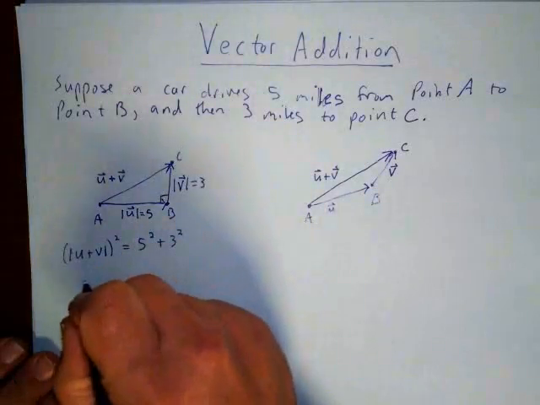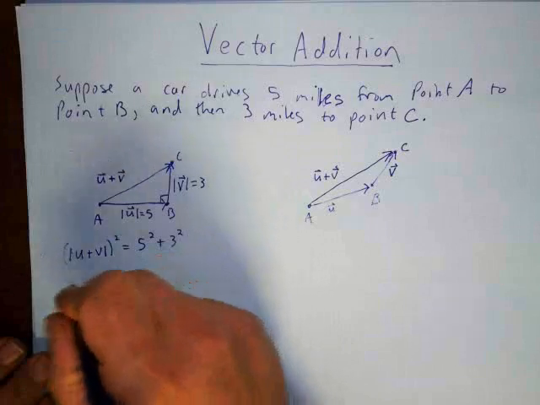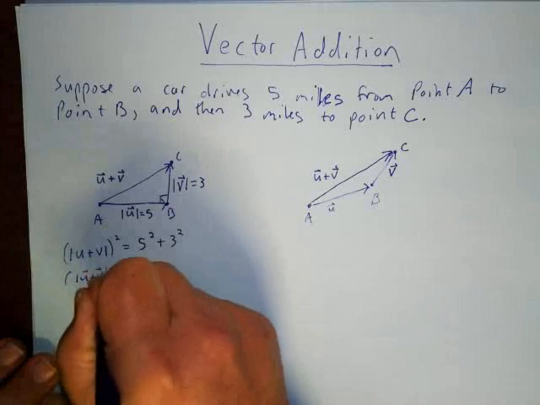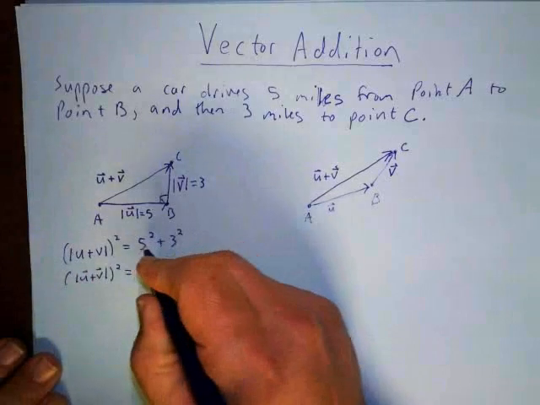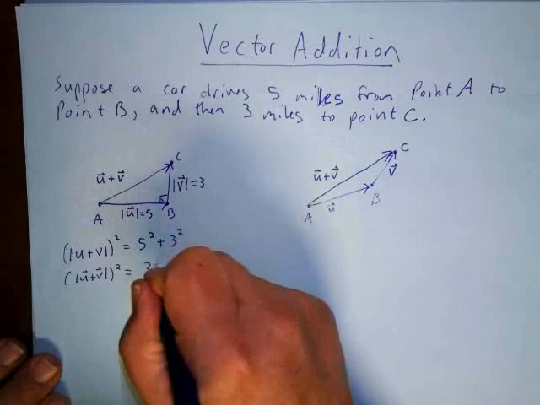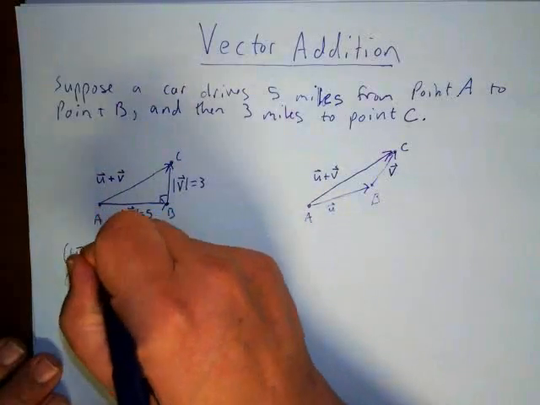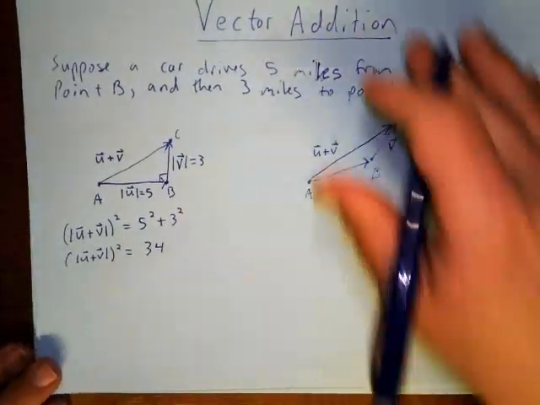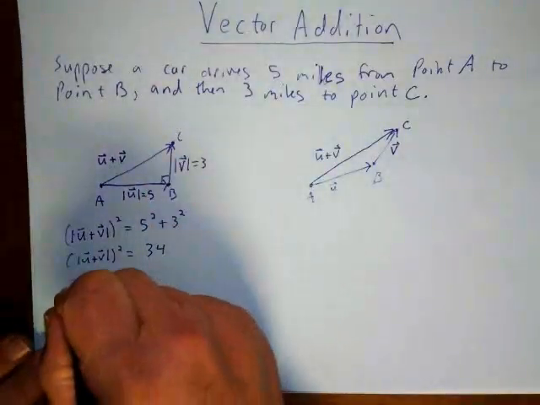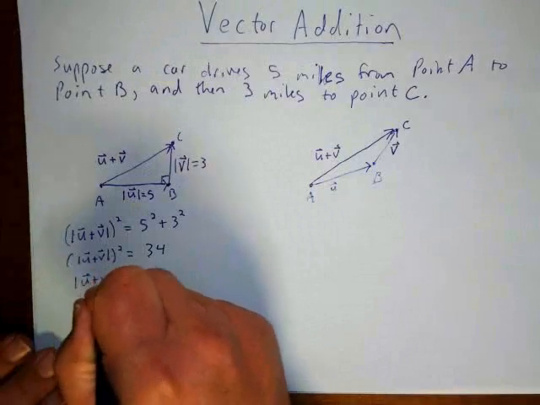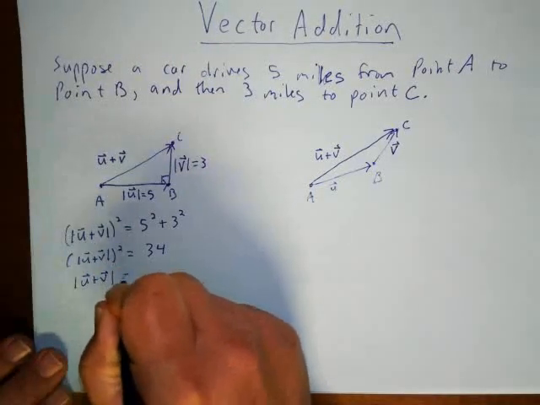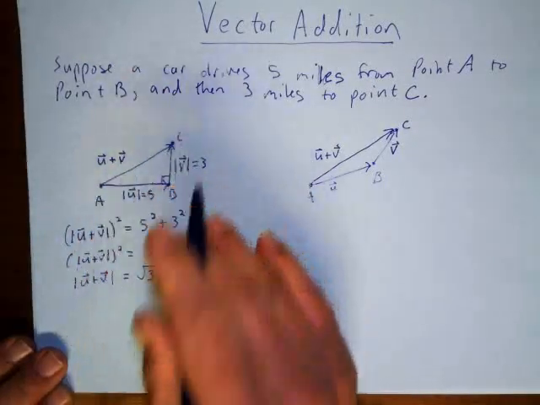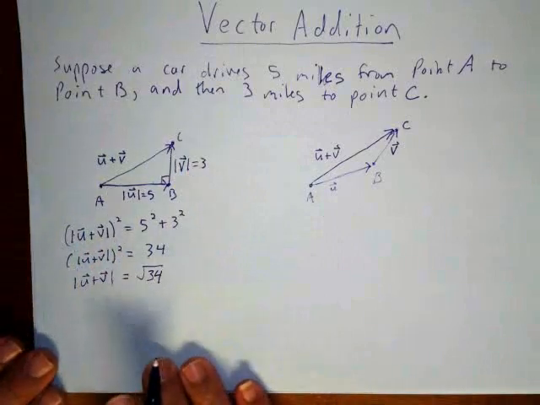I'm going to write this again. U plus V, that quantity squared. So this would be 25 plus 9, which is 34. And then take the square root of both sides. So I got U plus V, the magnitude, is the square root of 34. I'm just using the Pythagorean theorem to find that side of the triangle.